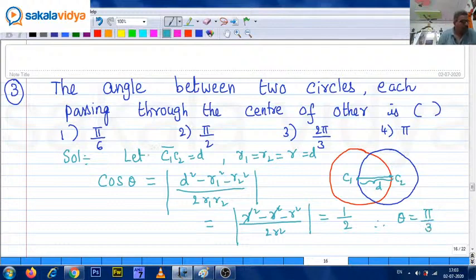But pi by 3 is not given. Okay, you don't take the modulus unless mentioned. So if the option is there, don't take the modulus, it will be minus 1 by 2. This will be 2 pi by 3. That means the third option is the right option.